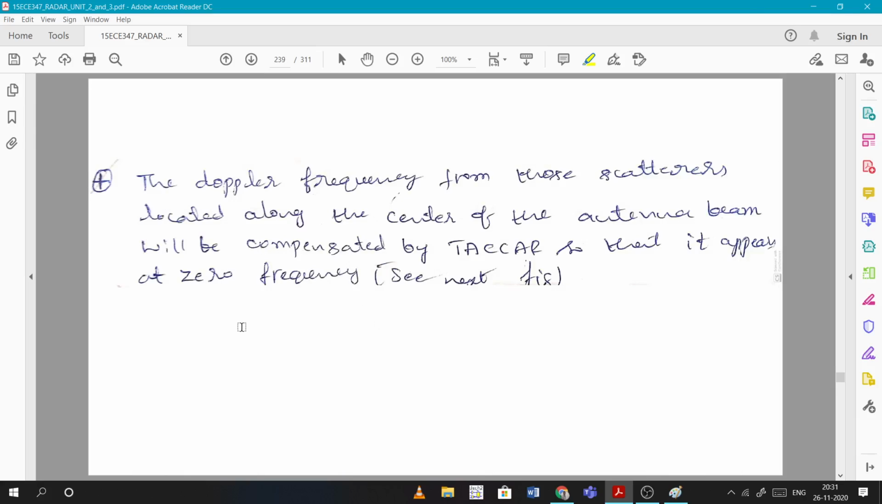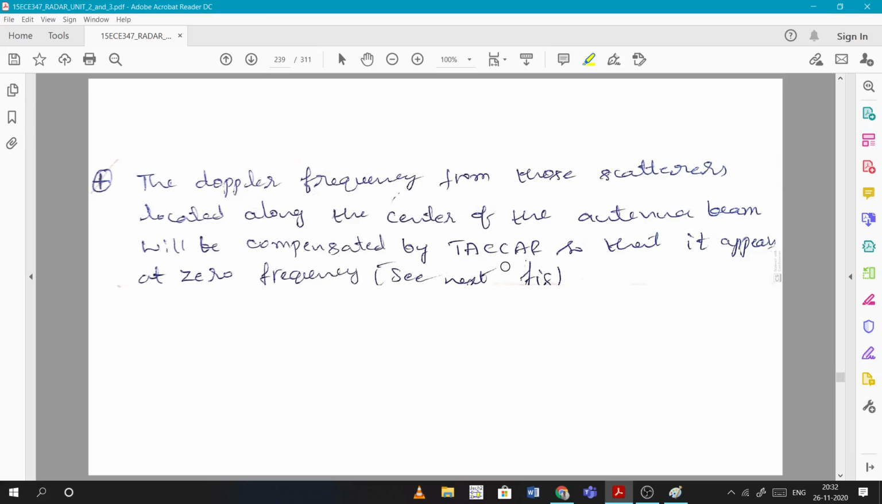Now the Doppler frequency from those scatterers located along the center of the antenna beam will be compensated by TACCAR so that it appears at zero frequency. So basically we are not yet done. This TACCAR we have done previously, right?